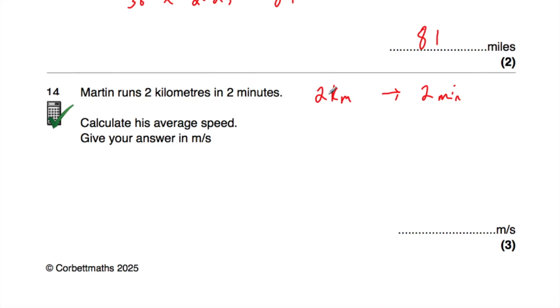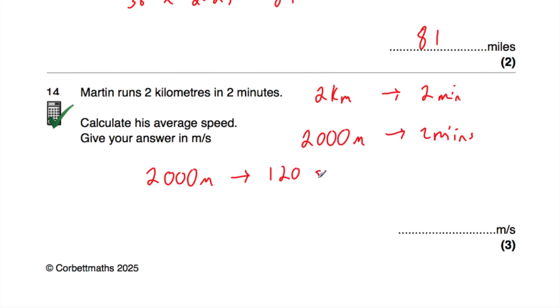Now we want it in meters, so let's change it into meters. In a kilometer, there's 1,000 meters. So in 2 kilometers, there's 2,000 meters. So Martin would run 2,000 meters in 2 minutes. Now to meters per second, so let's change the minutes into seconds. A minute is 60 seconds, so that'll be 120 seconds because there's 2 minutes. So Martin has run 2,000 meters in 120 seconds.